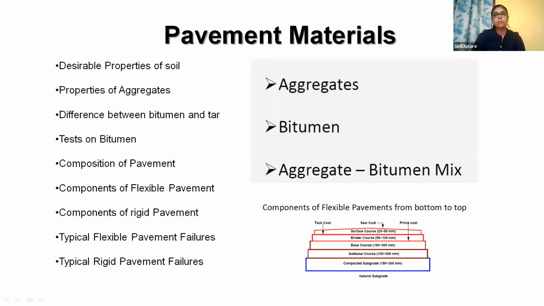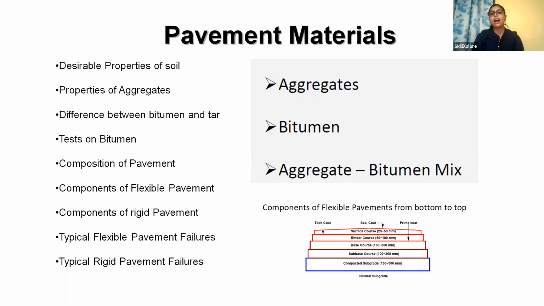So finally, the pavement materials part. The pavement materials, as we have already mentioned, are aggregates, bitumen, and aggregate-bitumen mix. In the case of water, even for constructing pavements, the water used should be potable water. What is potable water? The standards for drinking water. Drinking water, which can be used for drinking purposes, is known as potable water. So at that level, the water should be pure. Those things we'll be discussing.